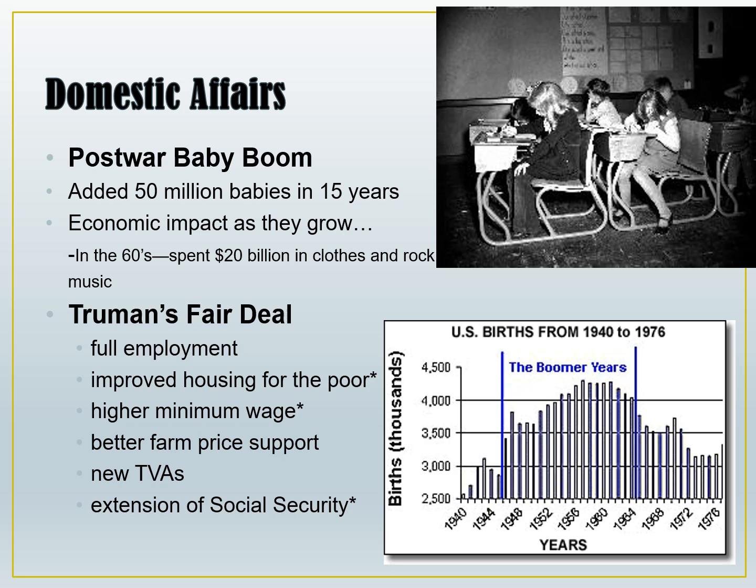Let's move on to Truman during this time period too. Truman had promised a fair deal for everybody. You know, you had the New Deal with Roosevelt, FDR. Now you got Truman's Fair Deal, which was full employment, improved housing for the poor, higher minimum wage, better farm price support, new TVAs, Tennessee Valley Authorities, and an extension of Social Security. You see the asterisks by some of these. Those are the only ones he actually had an impact with.